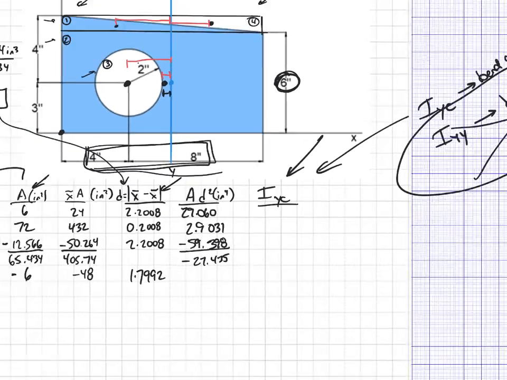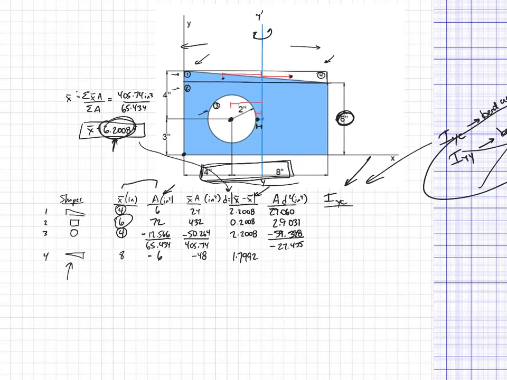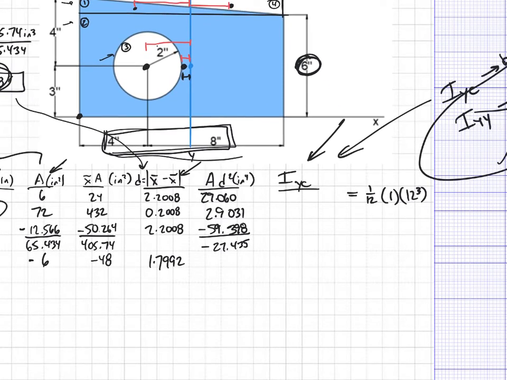But for this top sliver of a triangle, it's going to be 1/12 the base of that triangle, which is 1 inch, times the height of that triangle, which is 12 inches cubed. Sorry, it's not 1/12. If you look up on the chart, you will see that it's 1/36. And the same thing goes for this one down here, 1/36 times 1 times 12 cubed. In either case, it's going to end up being 48.